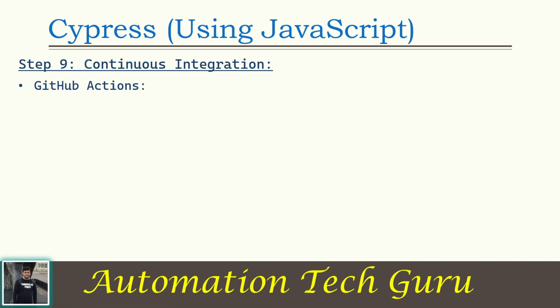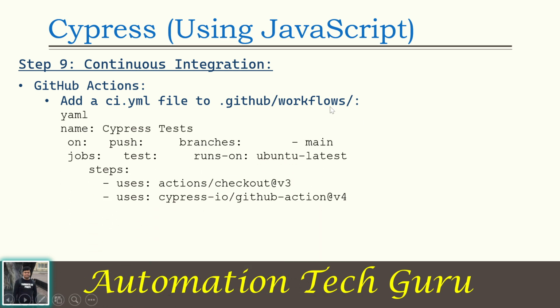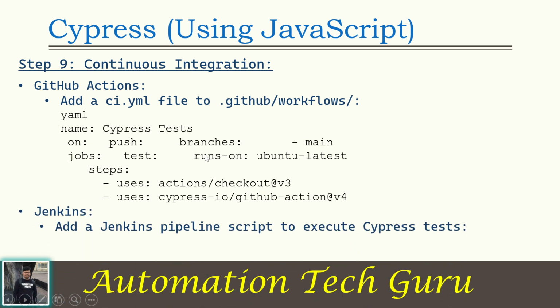Continuous integration. GitHub Actions: add a ci.yml file to GitHub in the workflow. This is the YAML file, and this will allow you to use it in GitHub. Next is Jenkins. Add a Jenkins pipeline script to execute Cypress tests.